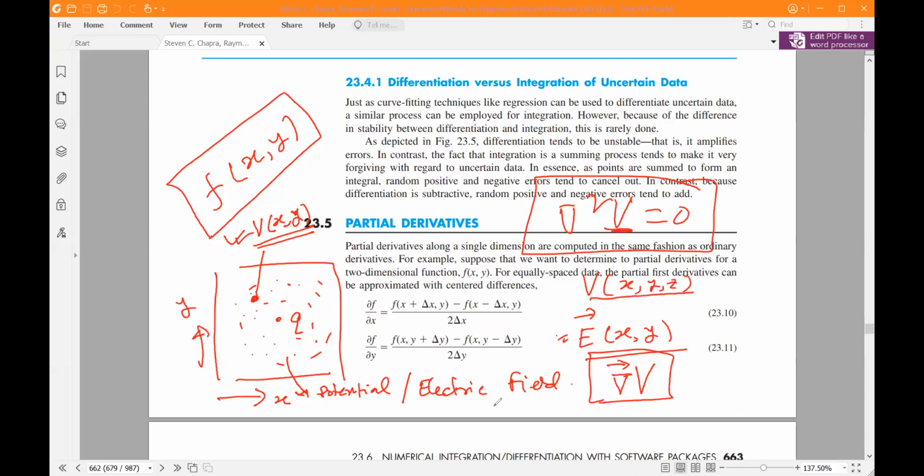Then your Laplace equation will take the form that is equal to what? The Laplace equation will be d2v/dx2 plus d2v/dy2 plus d2v/dz2 equals 0, isn't it? This is a homogeneous partial differential equation. No source term is there.